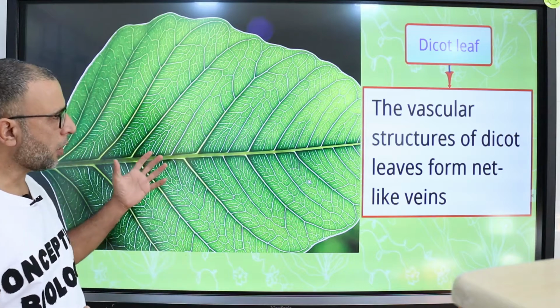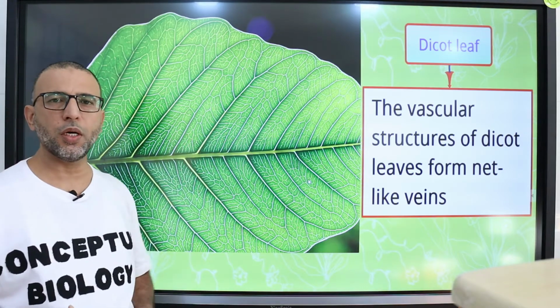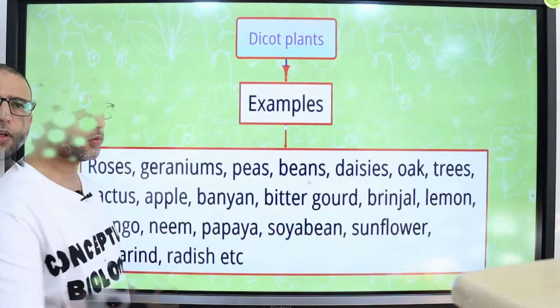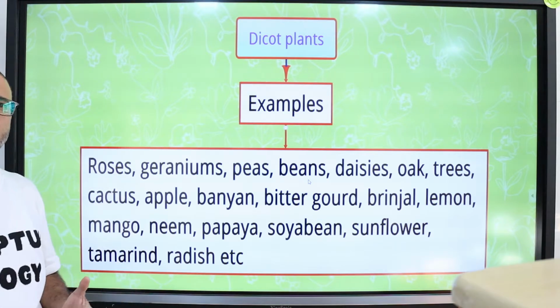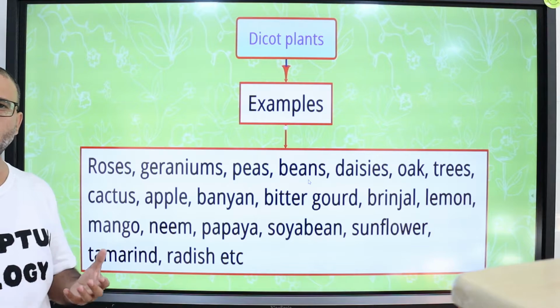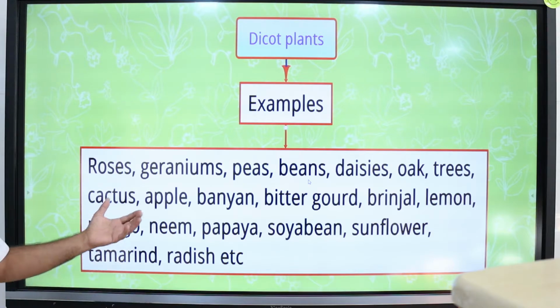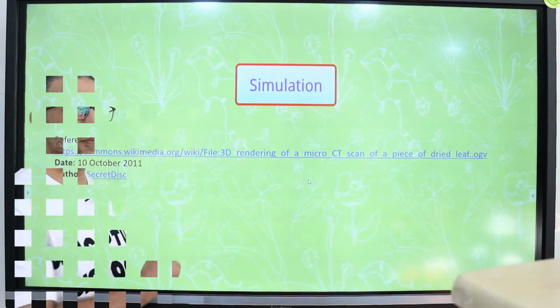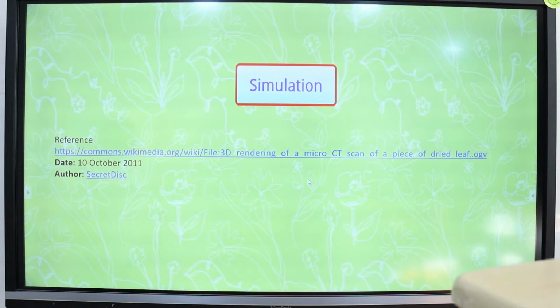Dicot leaf has net-like veins, which is called reticulate venation. Examples of dicot plants are roses, geraniums, peas, beans, daisies, oak trees, cactus, apple, etc. Let's watch this simulation to observe the net-like reticulate venation of a maple leaf.